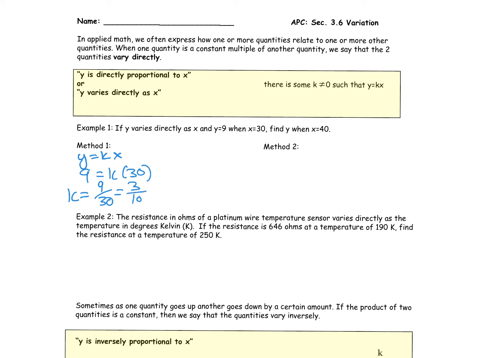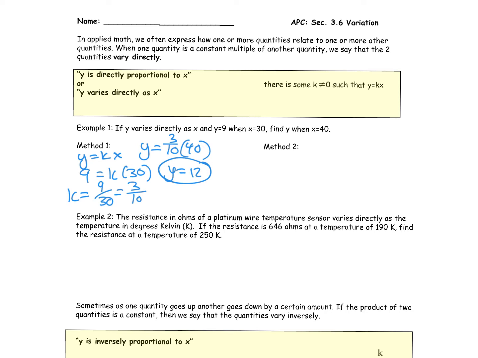And once I find k, I can use it to find information for the second part of this, which says find y when x is 40. Okay, so we know that k is 3/10. So for another value of x, in this case 40, I can use that k to find what y is. So in this case, y will end up being 12. So that's the first method. You actually find that constant that defines the relationship between the two variables, and then you use that constant to find the missing variable when you know a different value of x in this case.